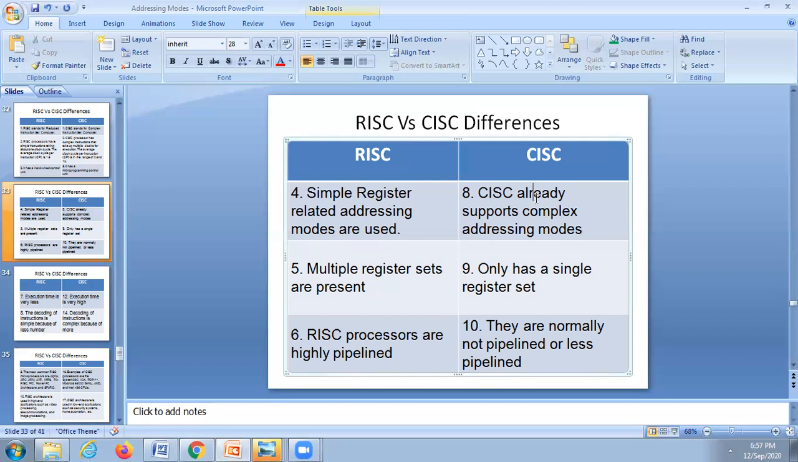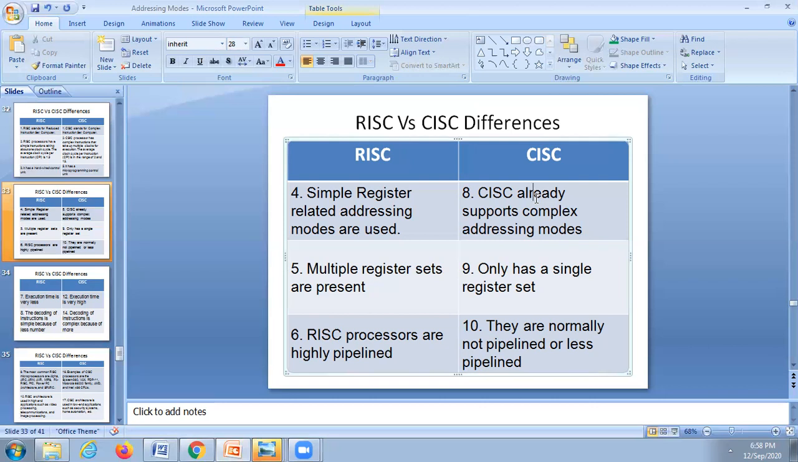Then RISC processors are highly pipelined. Pipeline means while executing the instructions, fetch and execute, the operation is divided into parts. While doing one part, another will do another part. That means there is parallel operation. Pipeline is not purely parallel, but similar to such kind of activity. These processors are highly pipelined.